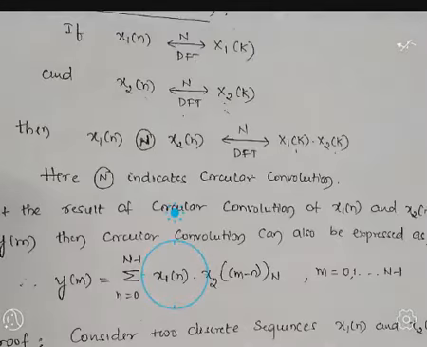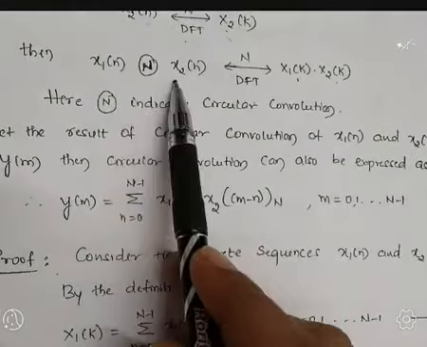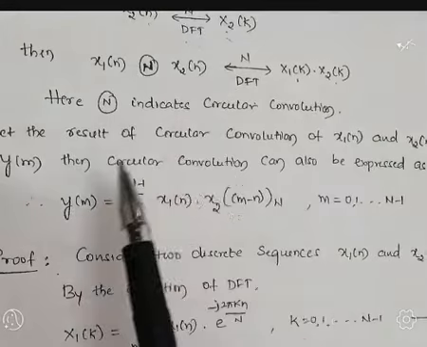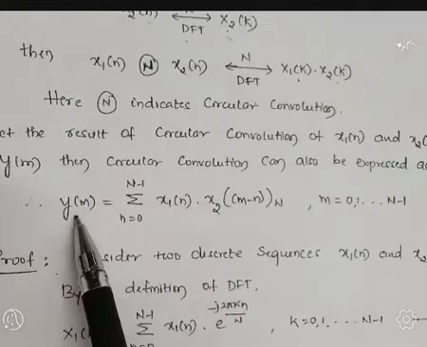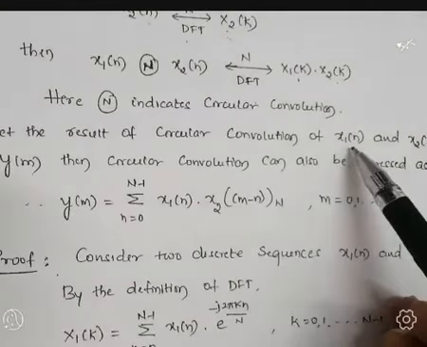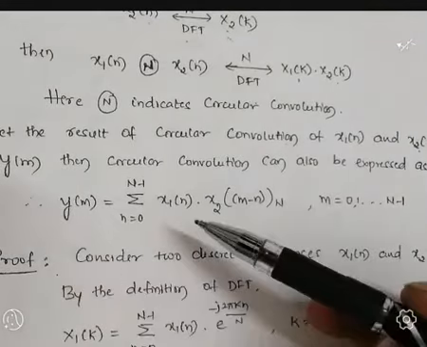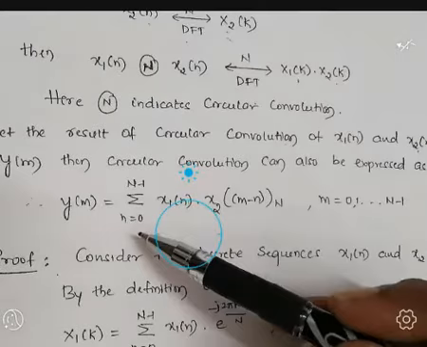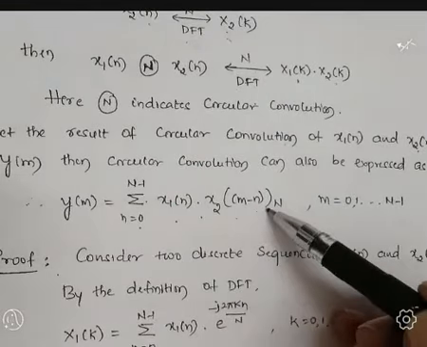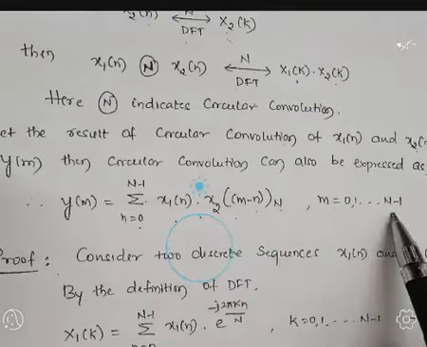So first I will write the equation for this time domain operation. The time domain operation is what? There is a circular convolution between x1 of n and x2 of n. That operation is indicated as y of m. Hence y of m equals summation over the limits n equal to 0 to N minus 1 of x1 of n multiplied by x2 of (m minus n) of length N, where the value of m varies from 0 to N minus 1. Very simple.